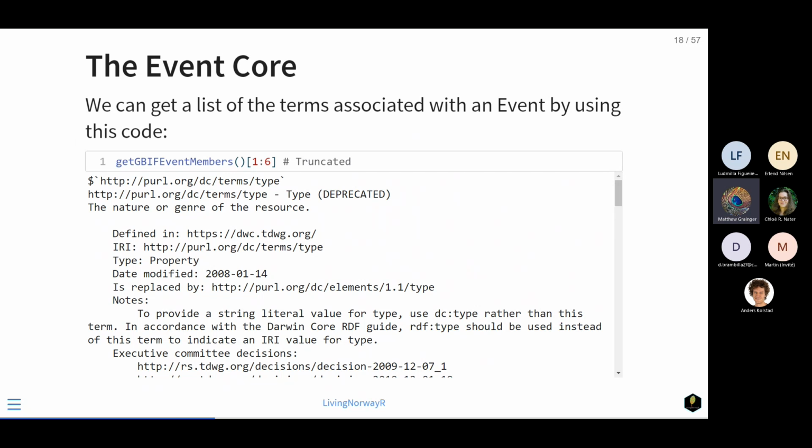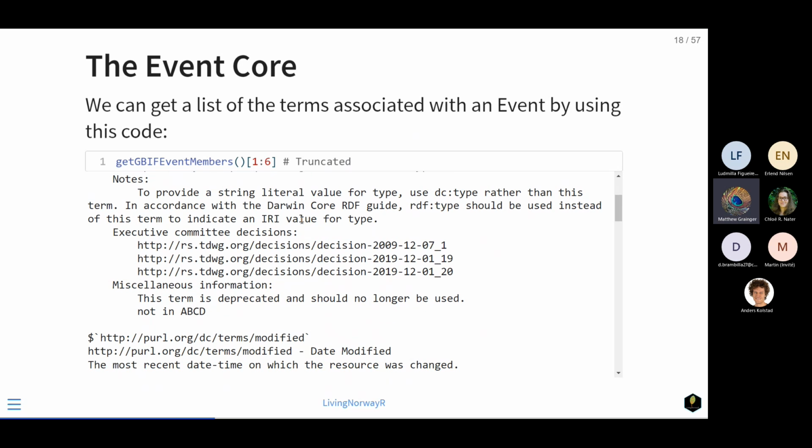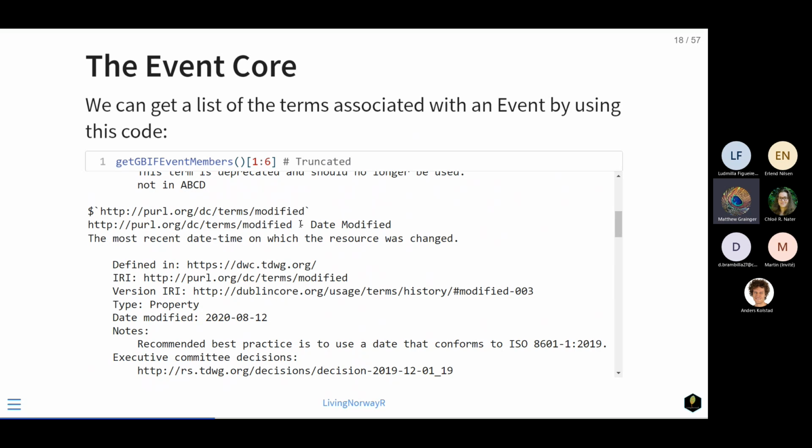So for the event core, we can get a list of the terms associated with an event using, again, LivingNorwayR to get GBIF event members. Here we've got an exhaustive list of all the event members, so all the things that are valid with GBIF as event members. And these are all the terms that can go into an event. You'll see some of them are no longer used, but they're still left there to ensure that there's compatibility with the past. There's all kinds of different standardized terms that you can use.